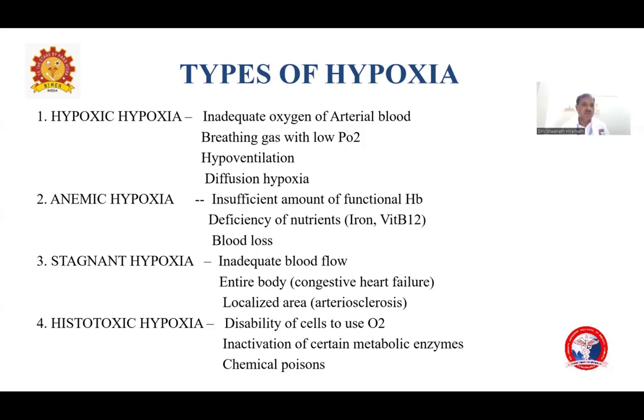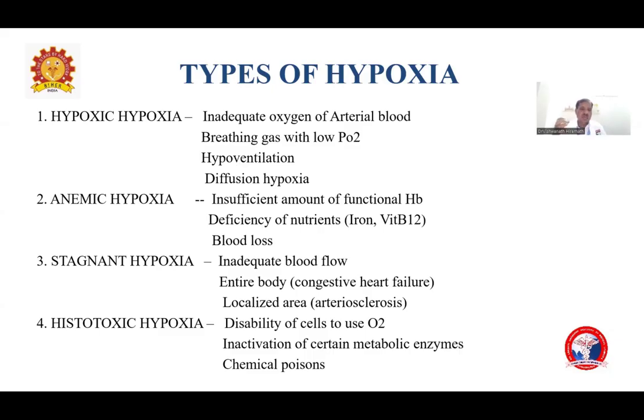What are the different types of hypoxia? There are 4 types: hypoxic hypoxia, anemic hypoxia, stagnant hypoxia, and histotoxic hypoxia. Hypoxic hypoxia is inadequate oxygen in the arterial blood due to breathing gas with low oxygen at a high altitude. It can be due to hypoventilation. Diffusion hypoxia.